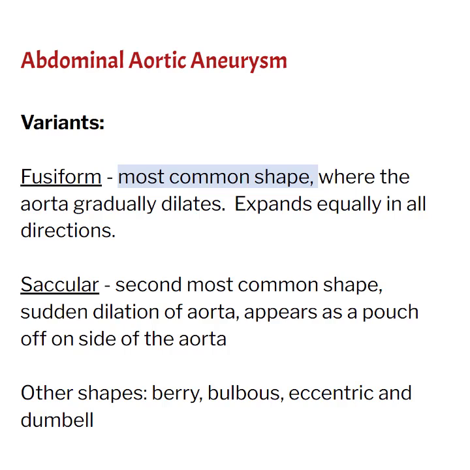There are multiple forms that an aneurysm can take. The most common is the fusiform shape, where there is an even bulging of the aorta. The fusiform shape can take years to develop. The second most common is saccular, where a pouch appears off of one side of the aorta. This type tends to be a little bit more acute in its appearance.